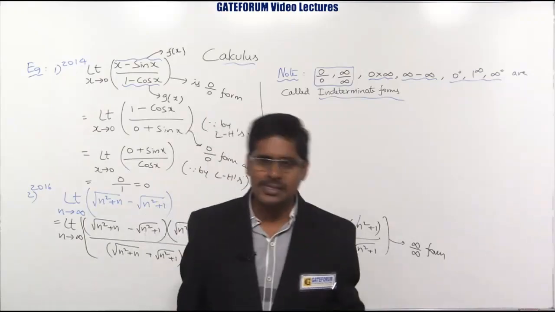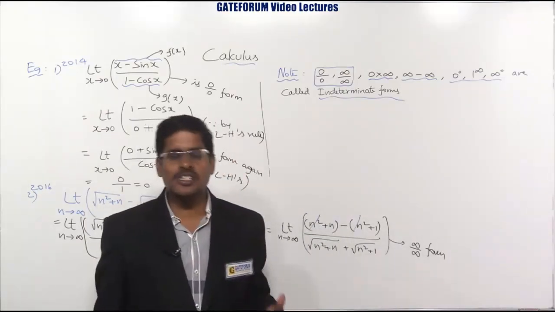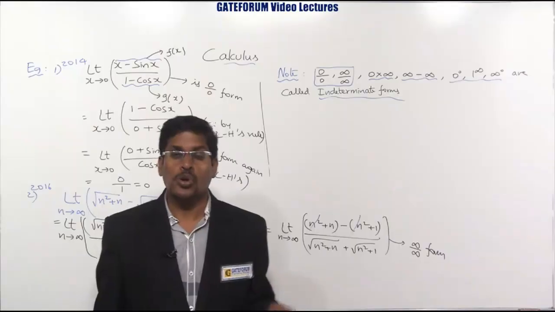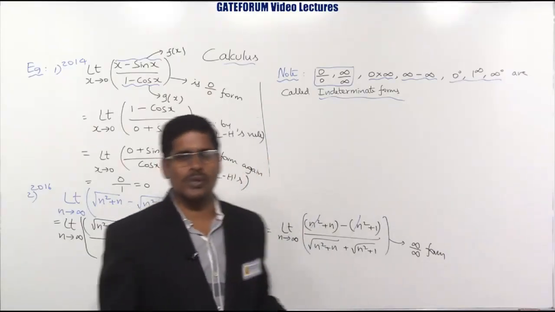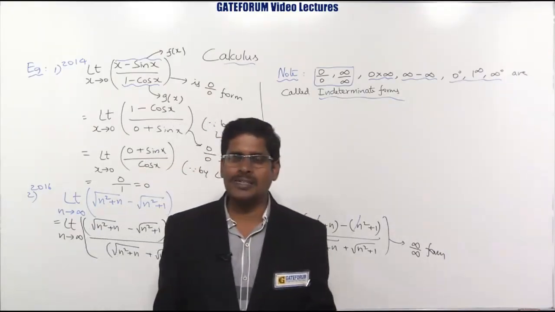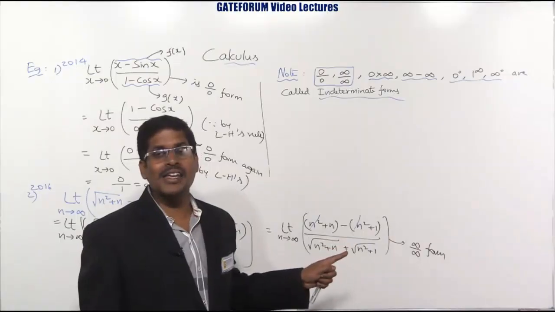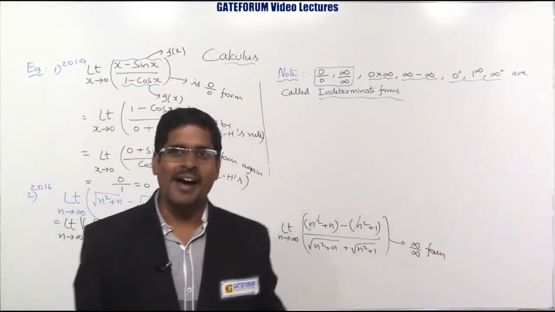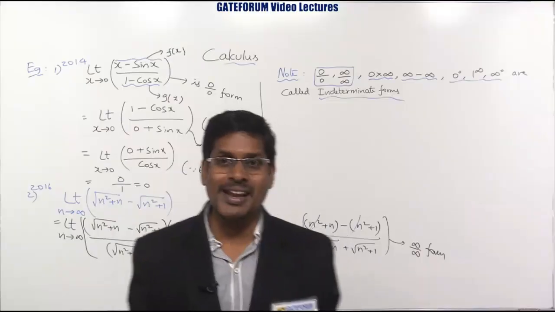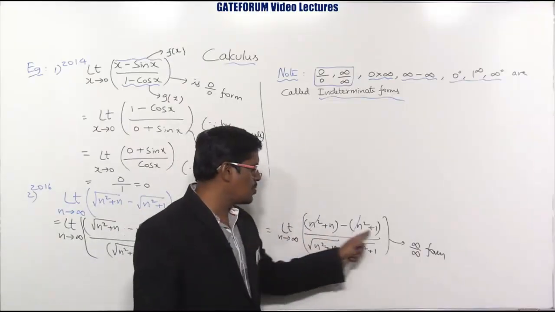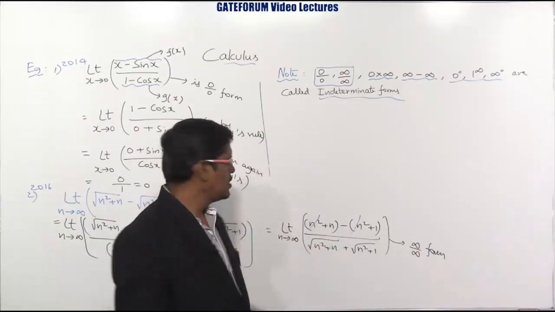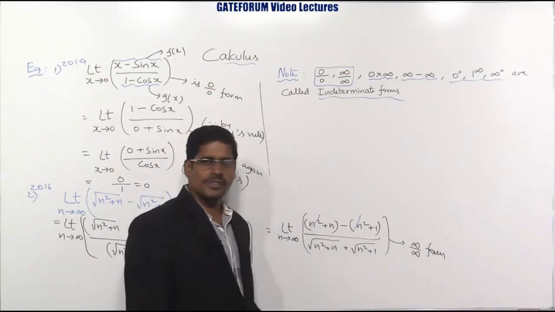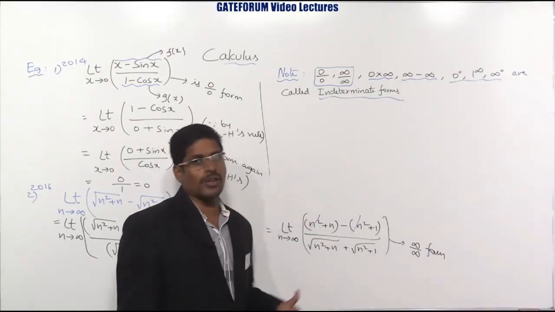Convert all n terms into reciprocal forms. What does reciprocal mean? For example, n reciprocal is 1 by n. n square reciprocal is 1 by n square. Root n reciprocal is 1 by root n. How do you get those reciprocal terms? Take out the highest power of n in numerator and denominator. For example, in the numerator, n and 1. What is the highest power of n? That is n itself. In the denominator, n square is the highest, under the square root.